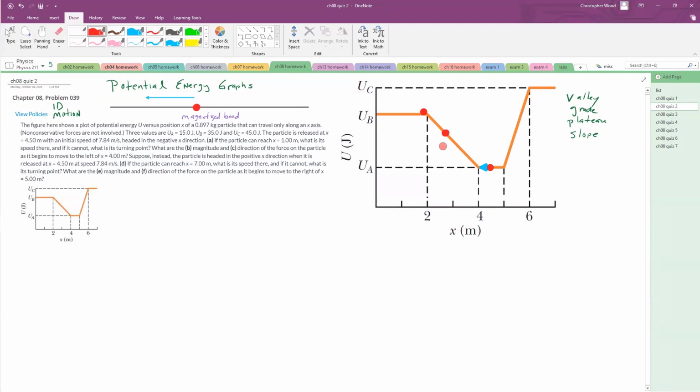We're going to have to figure out if my bead makes it to the top of the plateau, and if it does, what is its velocity? Or if it doesn't, where exactly does it run out of gas? All right, so you know what I'm going to do? I'm going to erase this. So I'm going to have a going in position.